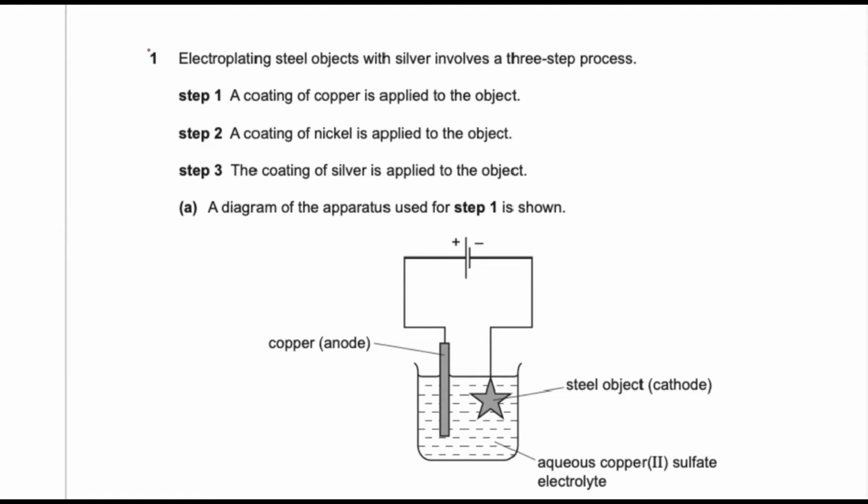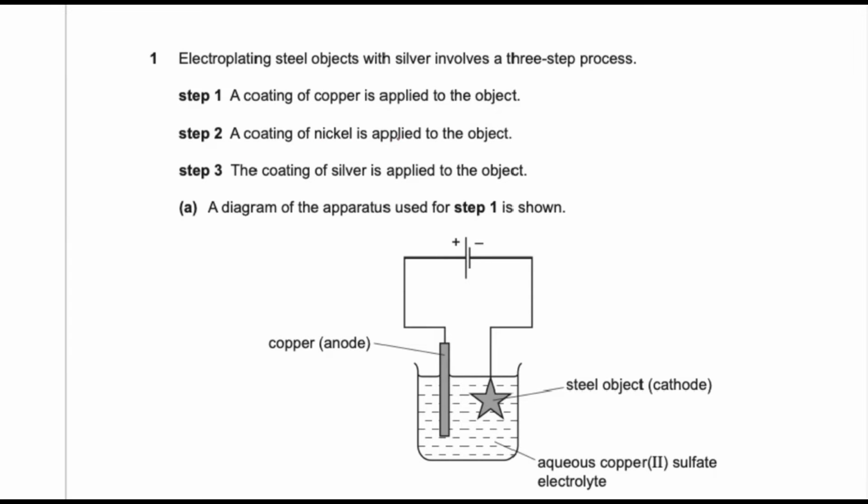This is about electroplating that we learned just now. Electroplating a steel object with silver involves a three-step process. You can see they put the steel object here at the cathode. Like I mentioned before, cathode sounds like cat, and cats become fat, so it will become thicker, in other words. The metal layers will go to the cathode. The metal layer that you want to add on the cathode, you put at the anode. So if you want to put copper layers on the steel, you put copper at the anode. Step one, a coating of copper is applied to the object.